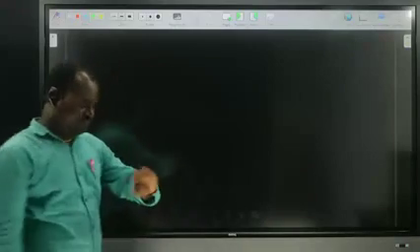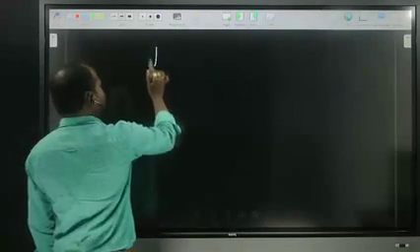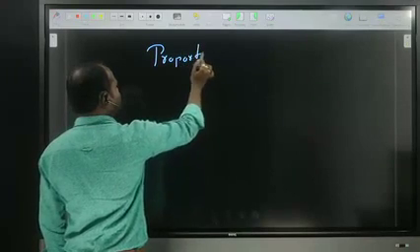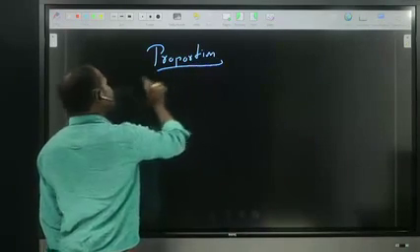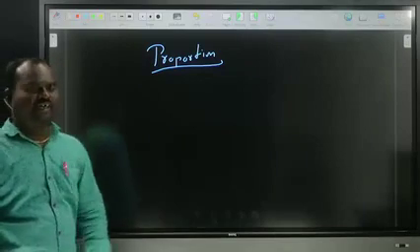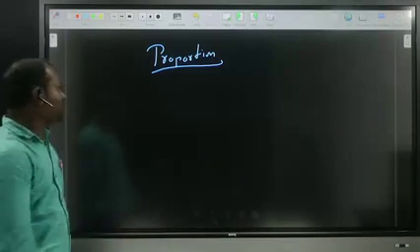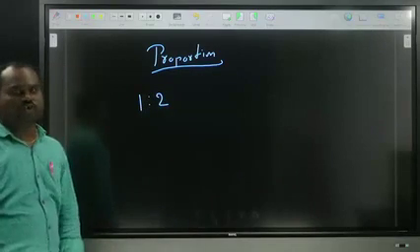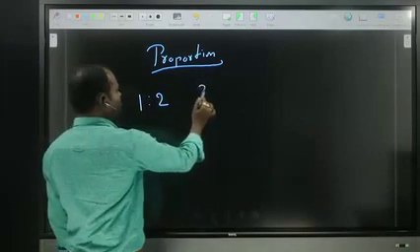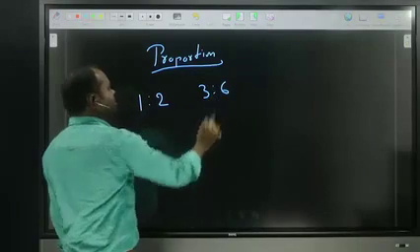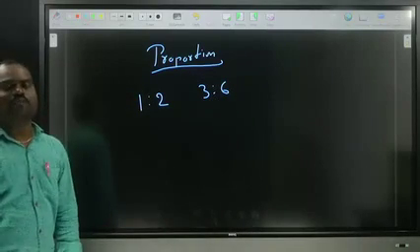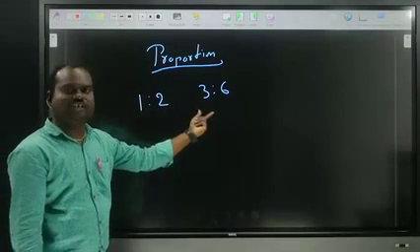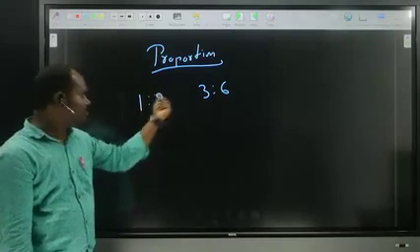Now we are looking at proportion. Basically, what does proportion mean? For example, one ratio is 1 is to 2. One more ratio is 3 is to 6. Observe carefully. Are these both equal or not? By cancelling, 3 is to 6 becomes 1 is to 2. That means both are equal.